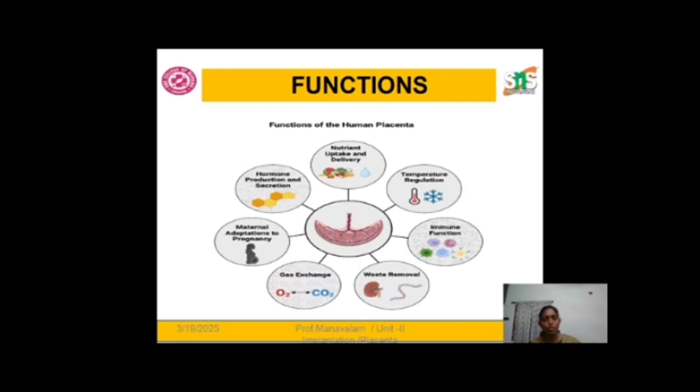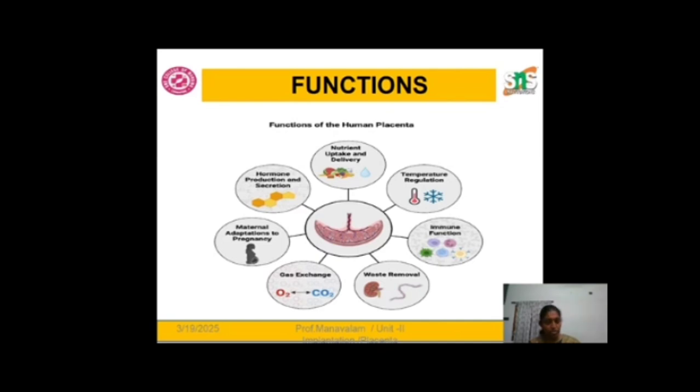Next, moving on to the functions of the placenta. The first function is nutrient uptake and delivery, the nutritional function. All the essential nutrition is delivered from the mother to the fetus through the placenta. First, glucose. Glucose readily crosses from the maternal area to the fetal area through the placenta. Glucose is a very essential component for energy and fetal growth in later weeks. So this happens through the placenta.